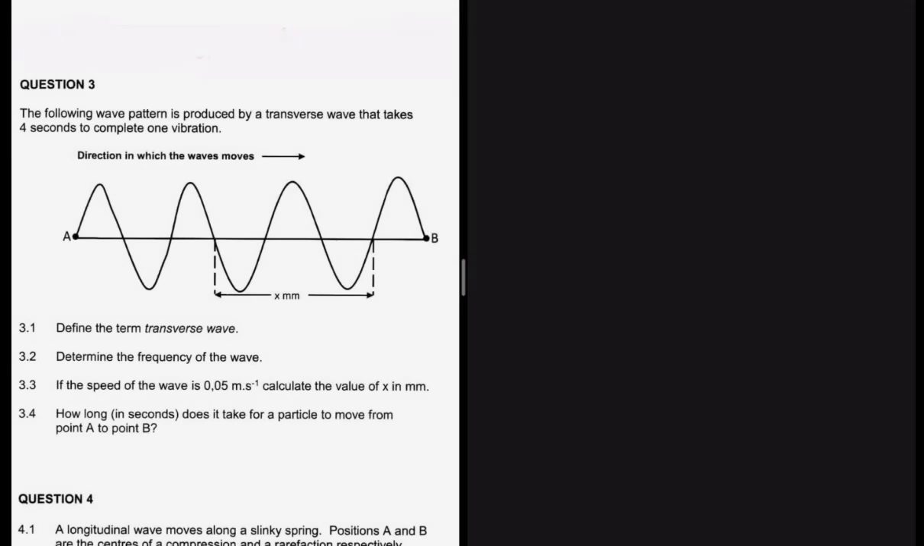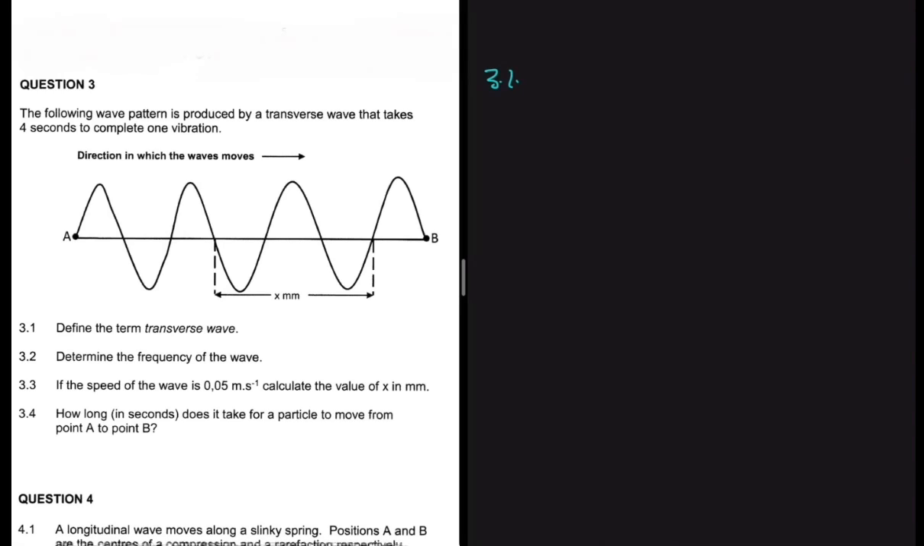The following wave pattern is produced by a transverse wave that takes 4 seconds to complete one vibration. So from that, we know that the period of our transverse wave is 4 seconds. And then the first question, 3.1, is saying let's define the term transverse wave. A transverse wave is a wave where the particles of the medium vibrate at right angles to the direction of motion of the wave.